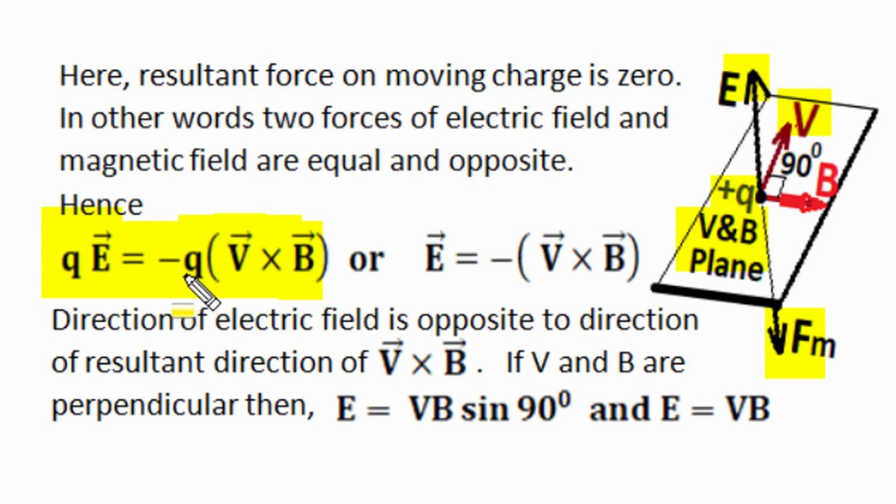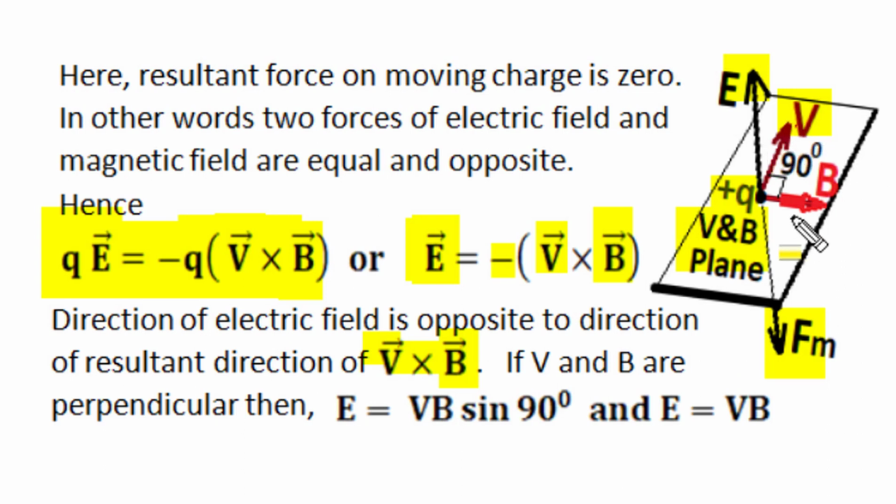So this relation is independent of charge magnitude or polarity, and it relates the strength of electric field intensity with magnetic field flux density and velocity of the charged particle. The relation is: electric field is the negation of the vector product of velocity vector and magnetic field flux density vector. It means the magnitude of electric field intensity is equal to the magnitude of the cross product of velocity and magnetic field flux density, and the direction of electric field is opposite to the direction of the resultant vector product of velocity and magnetic field flux density.